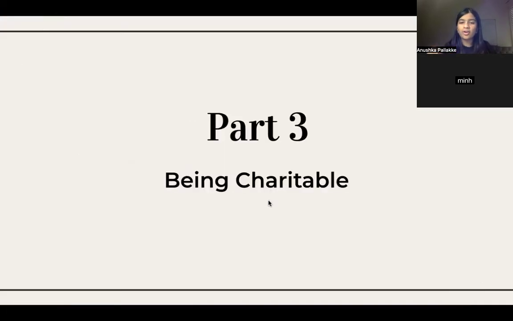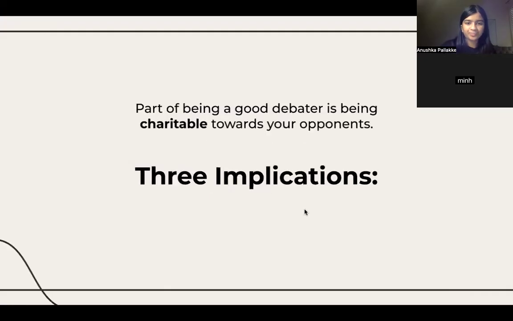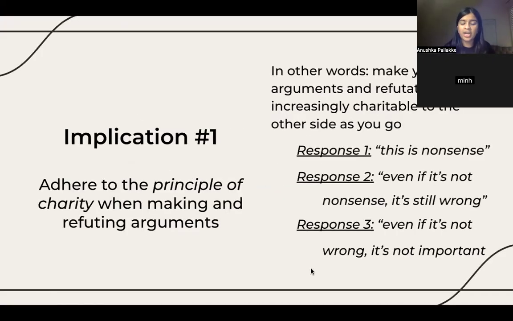So now our final section for the argument strategy would be being charitable. Essentially, being charitable means being nice to your opponents, to phrase it simply. Part of being a good debater is being charitable towards your opponents, and there are three major implications of this. The first implication is that you adhere to the principle of charity when making or refuting arguments.